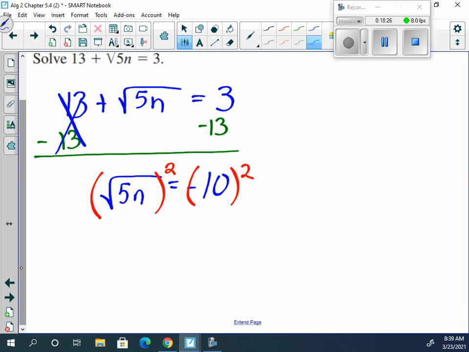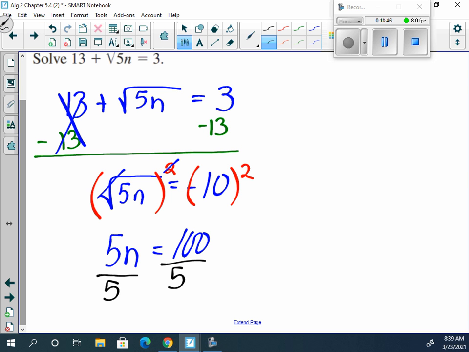After this, the radical and the square would cancel, leaving us with 5n is equal to negative 10 squared, which would be 100. Divide by 5. And that'll tell us n is equal to 20.